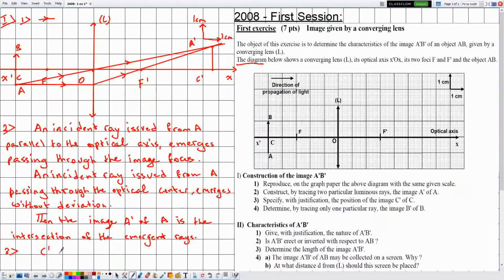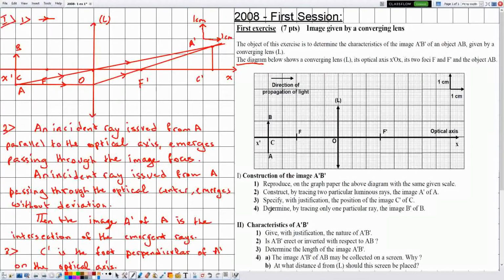C prime is the foot perpendicular of A prime on the optical axis. Okay, now in part 4 they are telling me determine by tracing only one ray the image B prime of B.